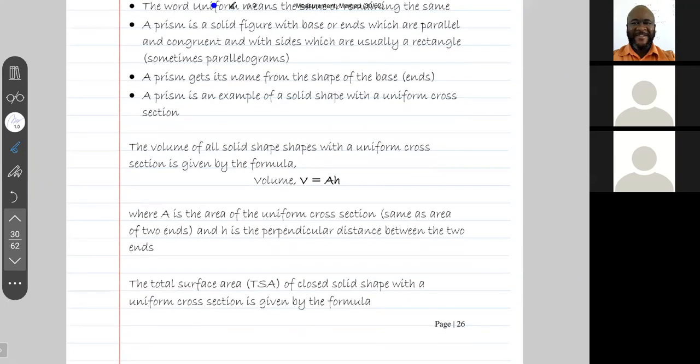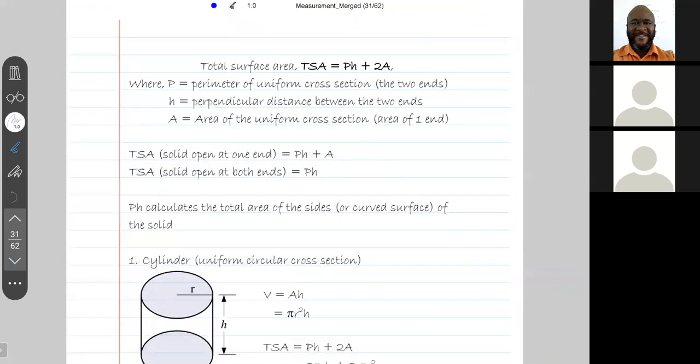Now, the total surface area, TSA, of a closed solid with a uniform cross-section is given by the formula total surface area, TSA, is equal to PH plus 2A. All right, don't stress yourself over it. You will see the formula in action. P in the formula stands for the perimeter of the uniform cross-section. H is the perpendicular distance between the two ends. And the A is the area of the uniform cross-section.